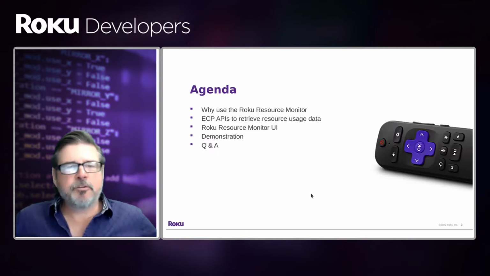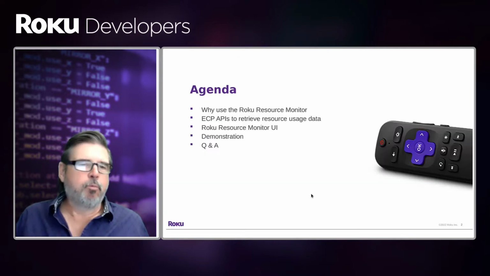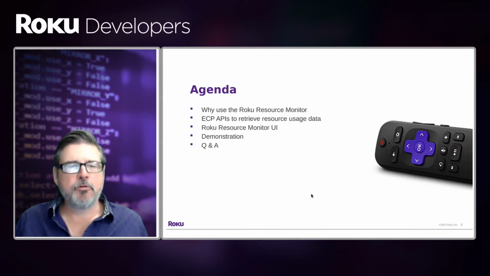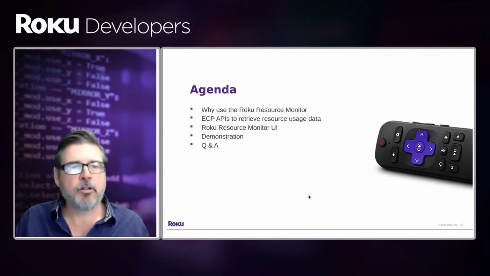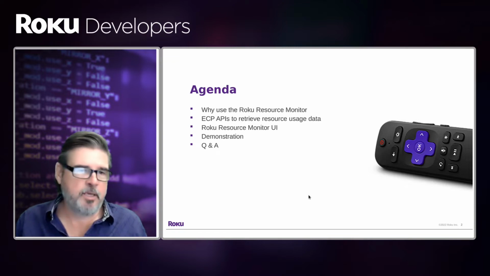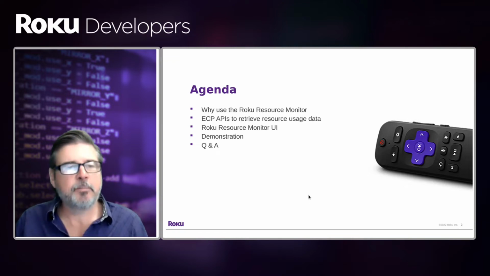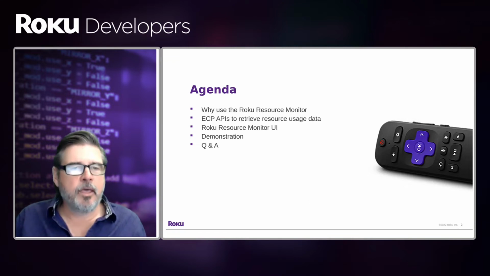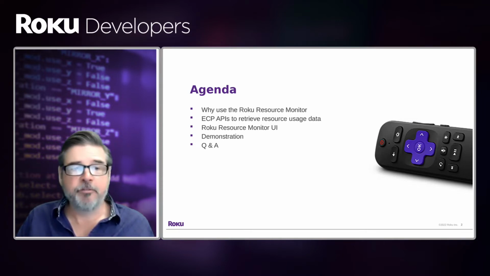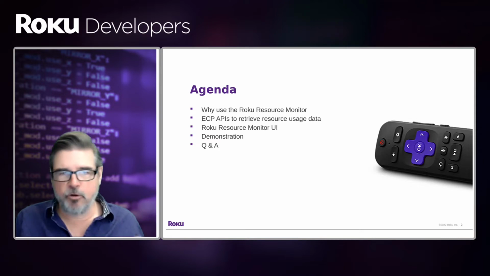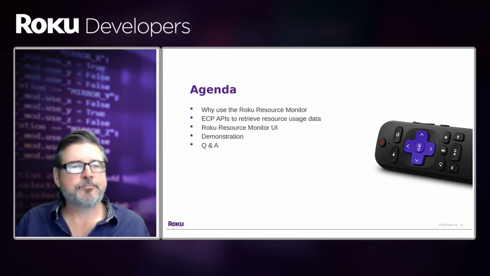So today we're going to talk about why to use the Roku Resource Monitor and what it does for you. And also the data that the Resource Monitor displays is all available from the device via ECP APIs, HTTP. We'll talk about those. And we'll look at some static shots of the user interface of the monitor, and then we'll go into a demonstration. And then finally, we'll have some Q&A.